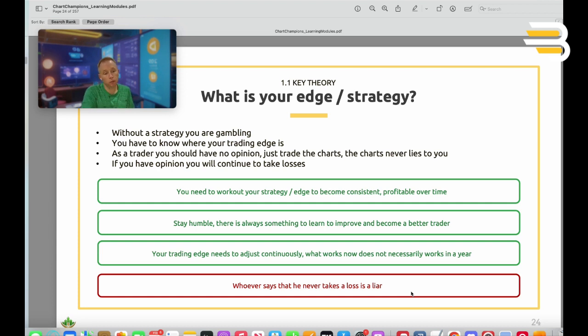I put on here, whoever says that they never take a loss is a liar. Anybody that's out there trading for a living, you lose trades. So you do. No shame in it. No shame.